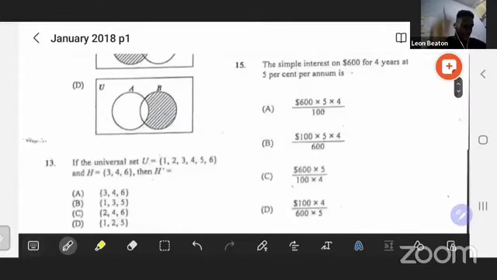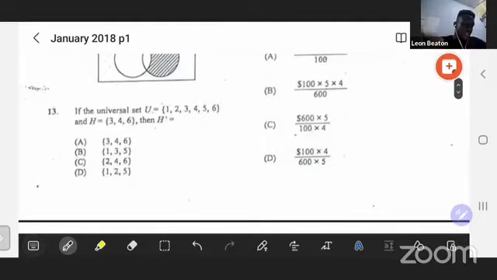All right, so we have number 13. If the universal set U is equal to, we have the universal set here, and H is equal to 3, 4, and 7, then H complement is, and this is the universal set. Universal set means everything that is in the set. So if H is this, and we want everything outside of H, let's cross off the things that they give us. So H is 3, 4, and 7. So H complement will be 1, 2, and 5, which will be D.